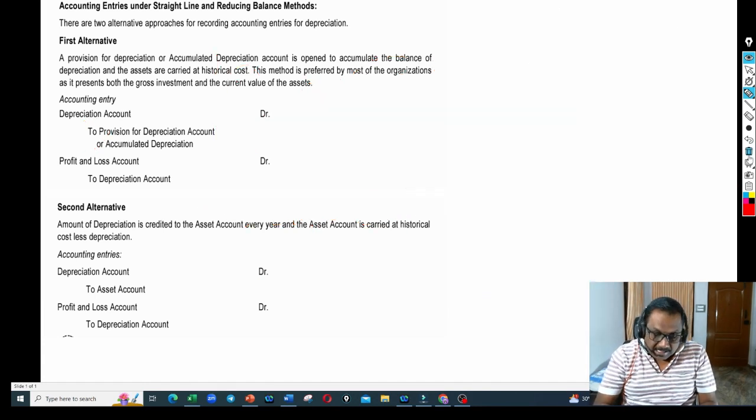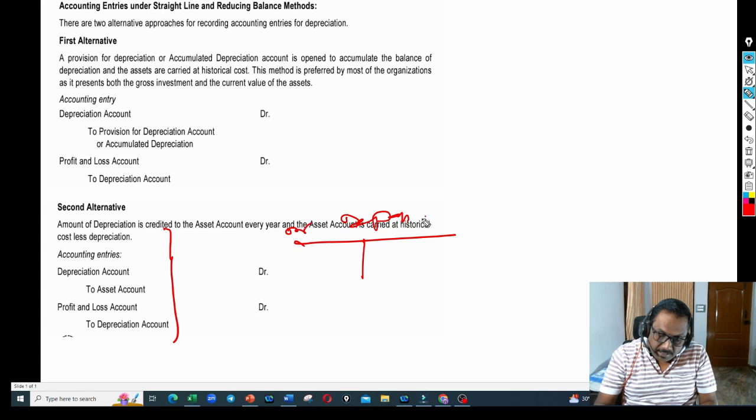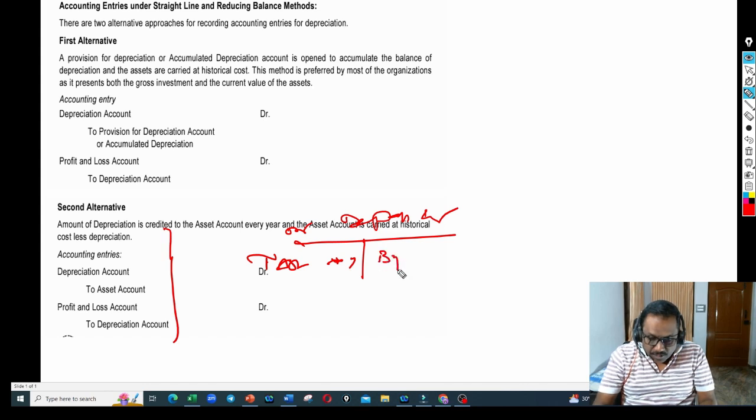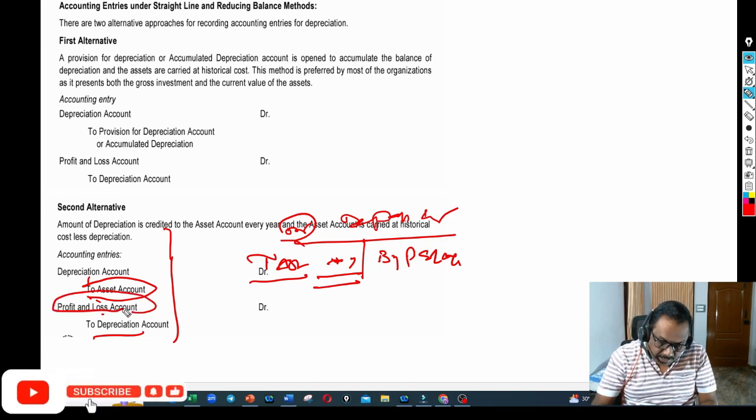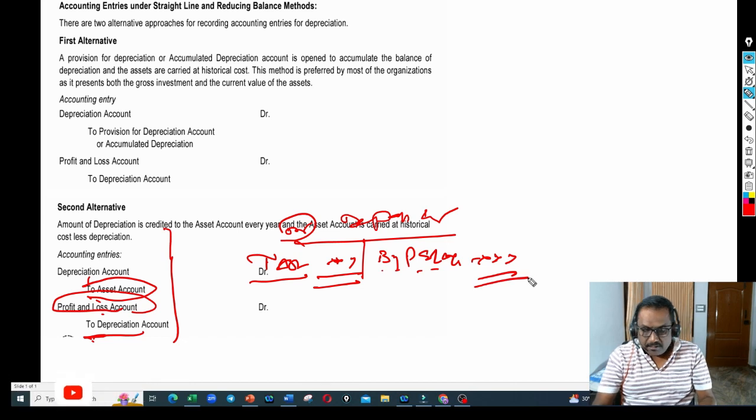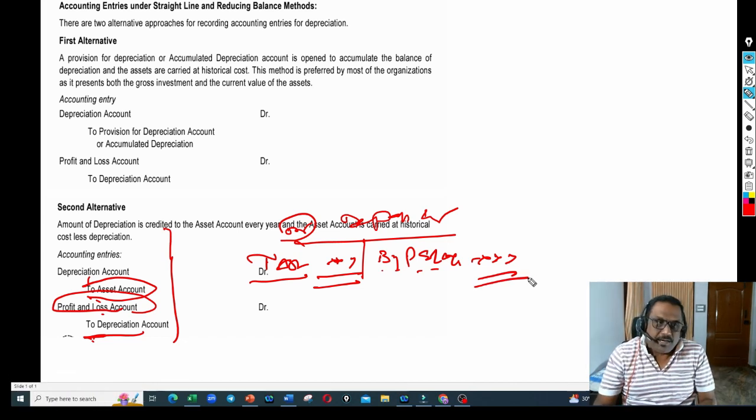Next, the other model. In this model, how will the depreciation account be prepared? The depreciation account will be prepared by debiting to the asset account. To asset account we debit, and we transfer this by P&L account. The depreciation account is debited, hence on the debit side we have written to asset account. And depreciation is transferred to the profit and loss account. Hence by depreciation account is created here, by P&L account we write. That's all. Depreciation is transferred to the P&L account.